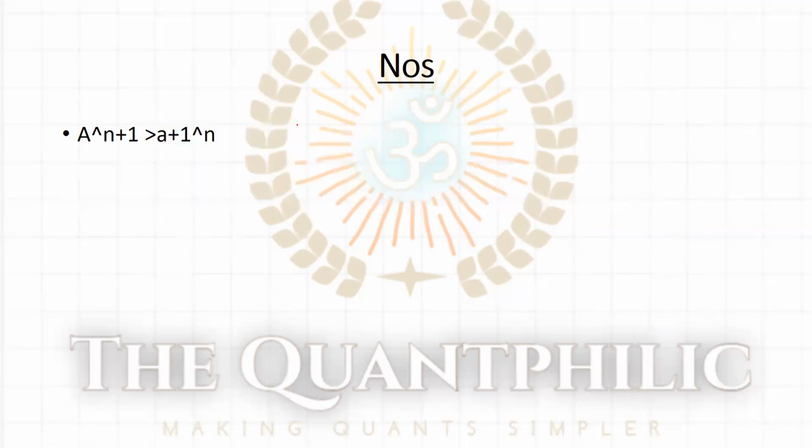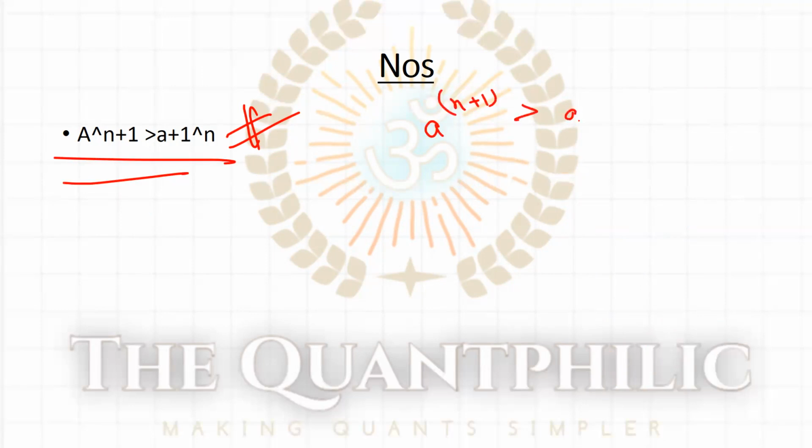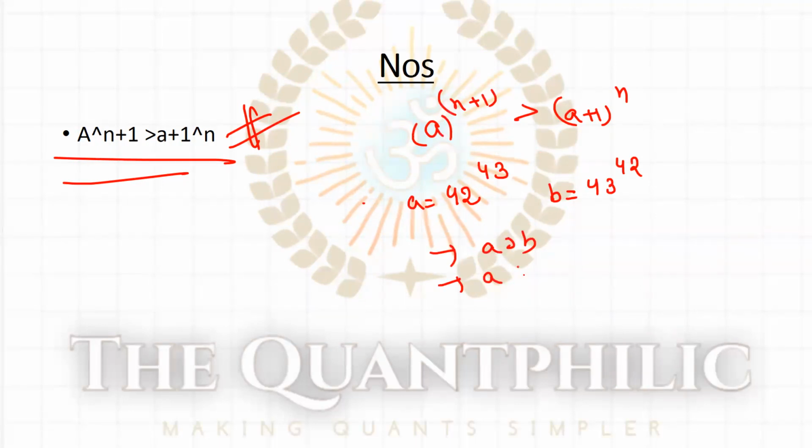Now this is also very very important. Sometimes questions are directly answered with this. a to the power n plus 1 will always be greater than a plus 1 to the power n. Let's try to understand. Say a equals 42 to the power 43, and we are given b equals 43 to the power 42. The options will be a greater than b, a less than b, a equal to b, none of these. The fourth option will be none of these.